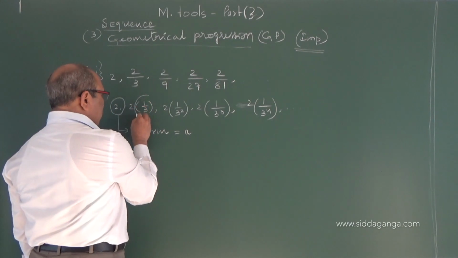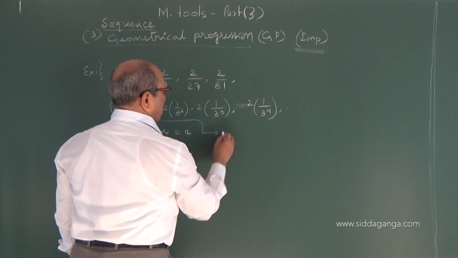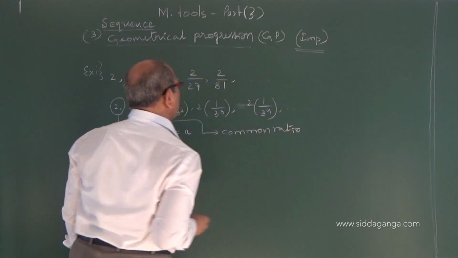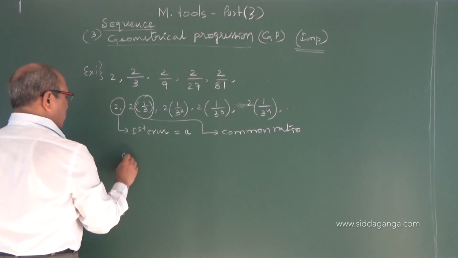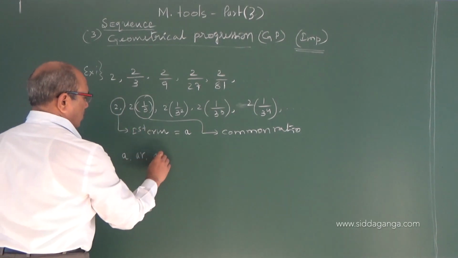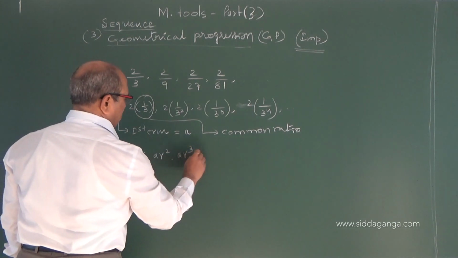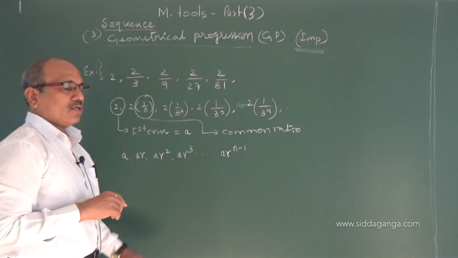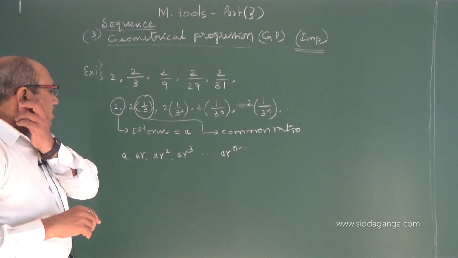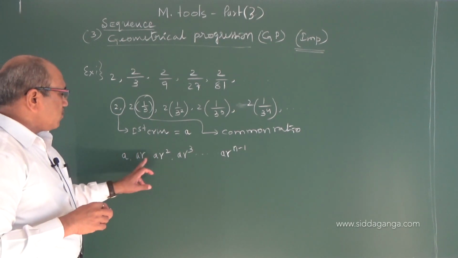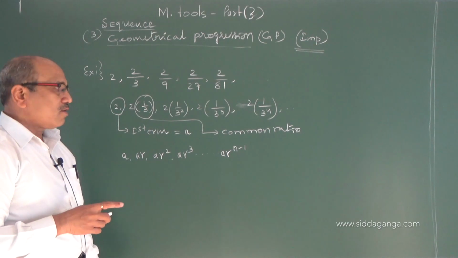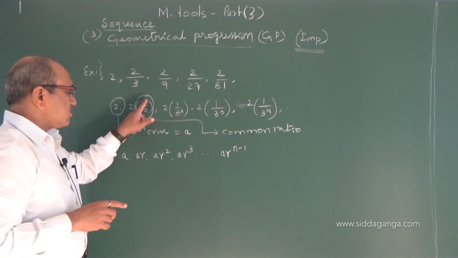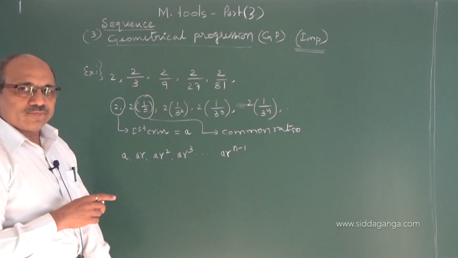And this repeating term, we are calling it the common ratio. That we write as AR, AR power 2, AR power 3, and so on, up to AR power n minus 1. There are n terms. Every successive number is obtained by multiplying with a constant number, that 1 by 3 in this case. You can take anything other also.